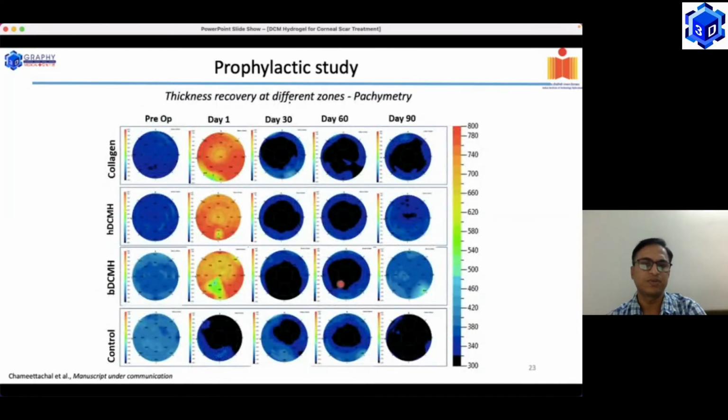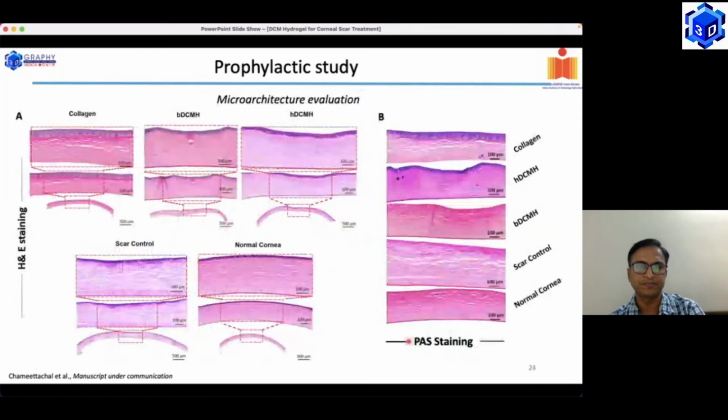And then we have also done some pachymetry to understand the corneal thickness, and we found that in case of DCM and other hydrogels, the corneal thickness is almost 400 to 450 micron, but in case of other tissue, it is becoming thinner. And in normal cornea, the thickness is between 400 to 500 micron. And our histology data also support the same thing.